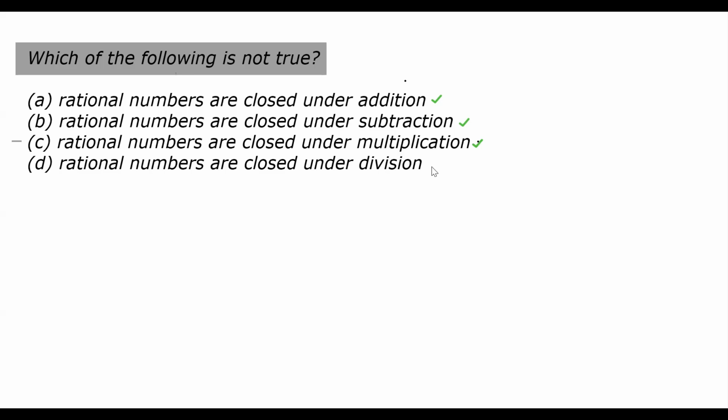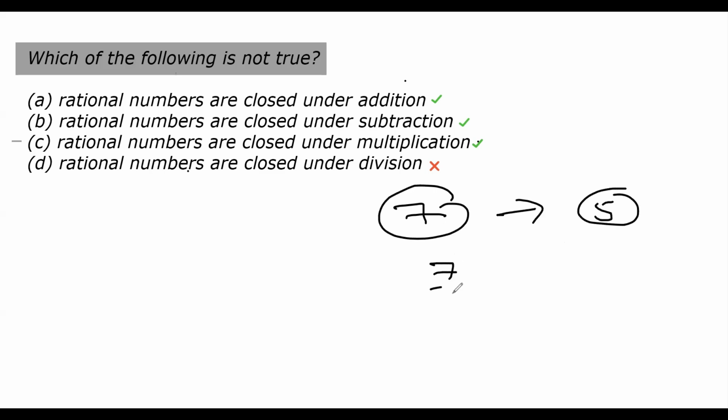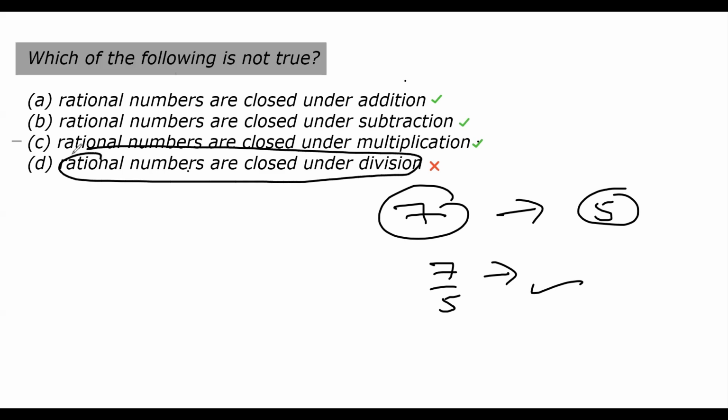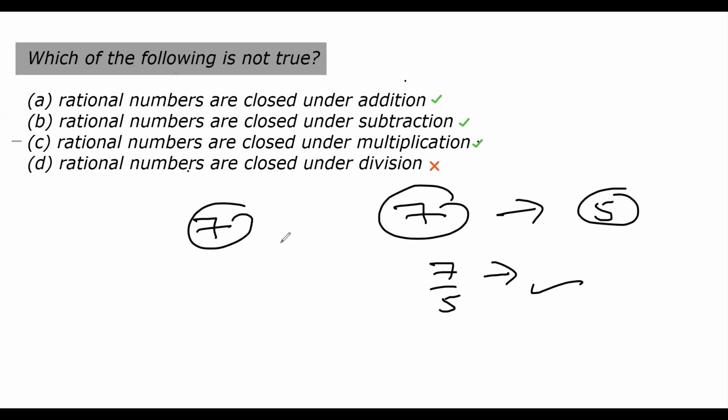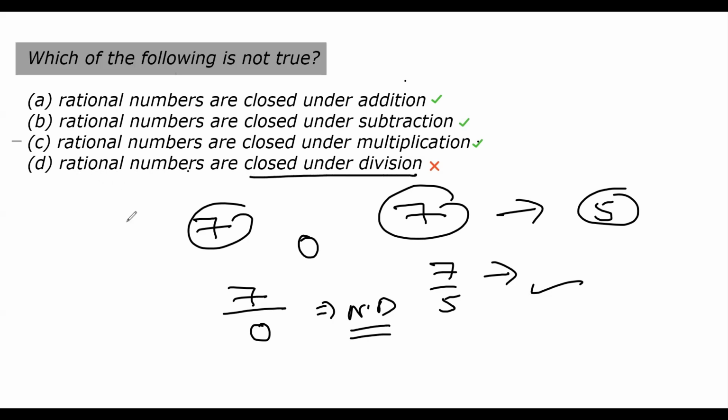Now we should know why this would be wrong, because it says that rational numbers are closed under division. One may say that if I take two rational numbers, say 7 and 5, then 7 divided by 5 is a rational number. So it should be true. Then why are we considering this to be a false statement? This is because of one such case: 7 is a rational number and 0 is also a rational number. But when we divide 7 by 0, what do we get? We say it's not defined. So we'll say that rational numbers are not closed under division.